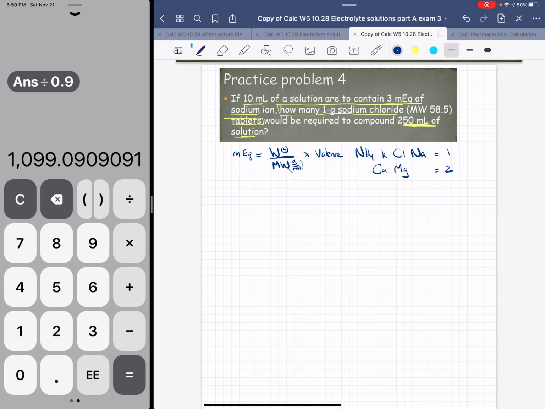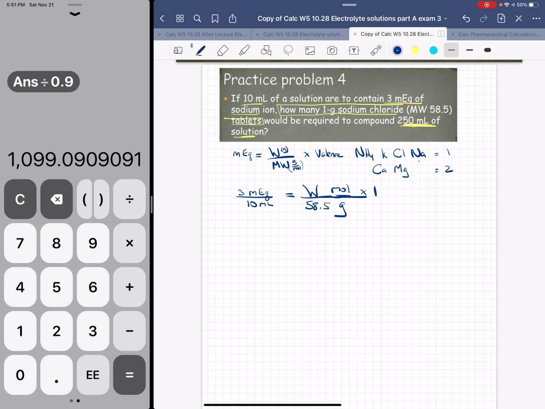Okay, and let's see. I have 10 milliliters of a solution that contains 3 milliequivalents of sodium ion. So what that is telling me is that I have 3 milliequivalents of sodium ion in 10 mLs. That's just a concentration there. Easy to work with. What I don't know is the concentration with the weight in milliliters of what I'm working with. So let's go ahead and find that. 58.5 grams per mole. And of course the valence of sodium, oh, there it is, 1.